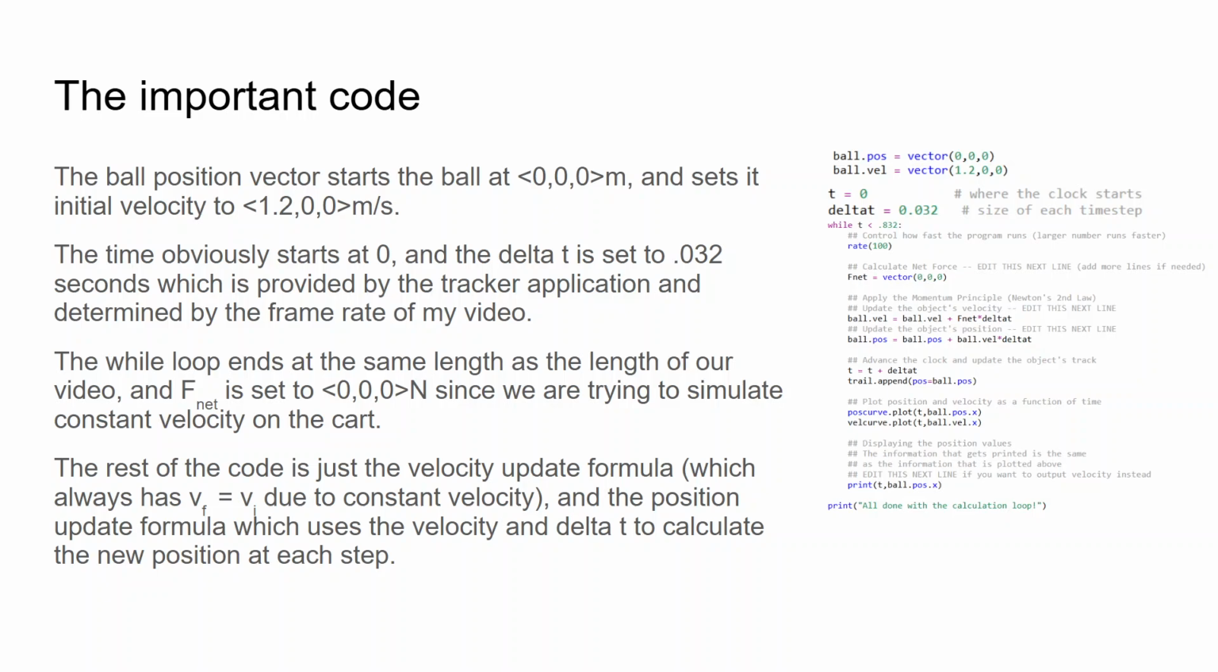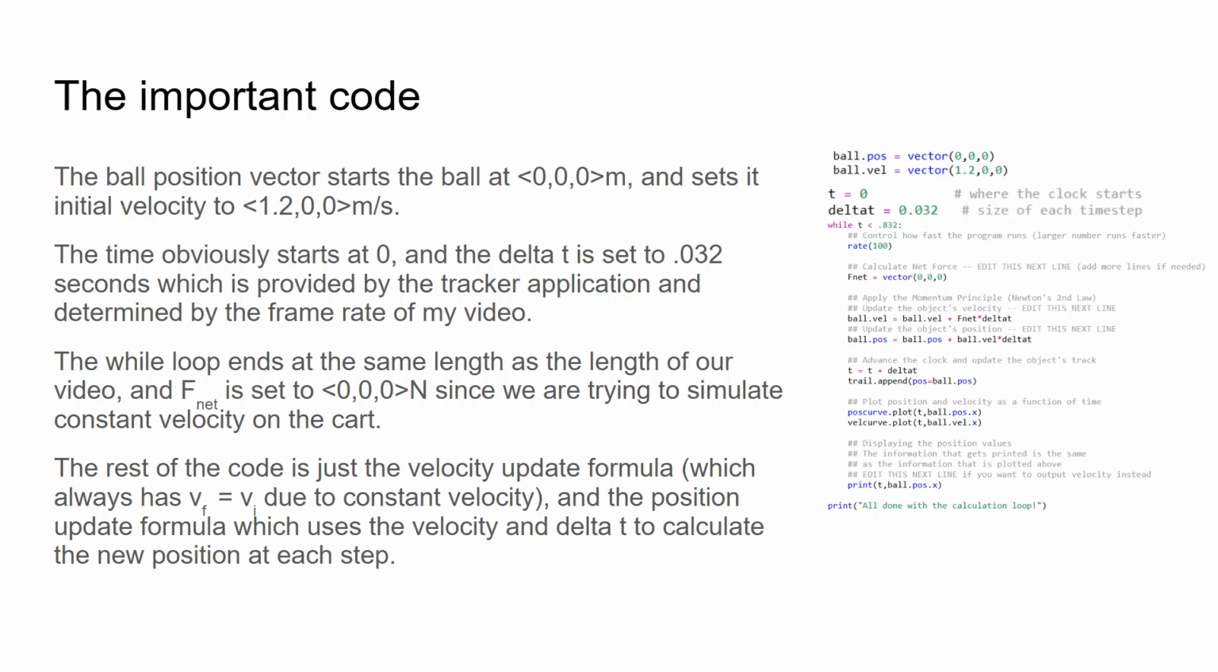The important code. The ball started at 0 meters, and I set its initial velocity to 1.2 as calculated before. The time obviously starts at 0, and the delta t is equal to 0.032 seconds, which is provided by the tracker application and determined by the frame rate of my video. The while loop ends at the same length as the length of our video in order to get roughly the same distance traveled, and F net is equal to 0 since constant velocity is what we're trying to measure.